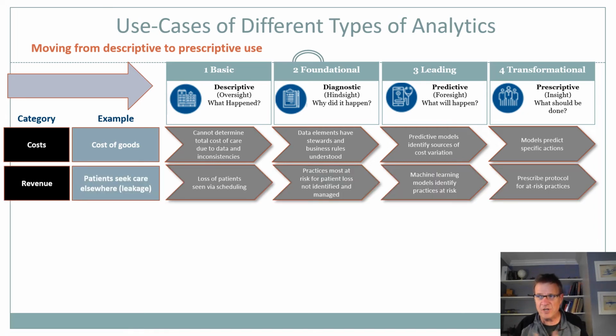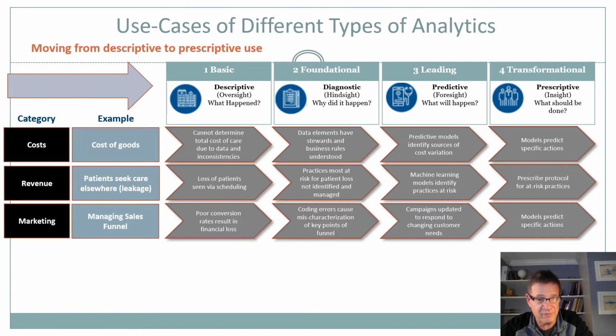In terms of revenue, if you're a healthcare system, you may have patients who aren't coming to you anymore. They're seeking their care elsewhere. It's called leakage. And if you're at a very basic level, you may not be able to see that, or you may not be able to understand that. And as you move along the progression there, you're able to understand the areas which may be the sources of that, and then be able to take action based upon what you see as information in front of you.